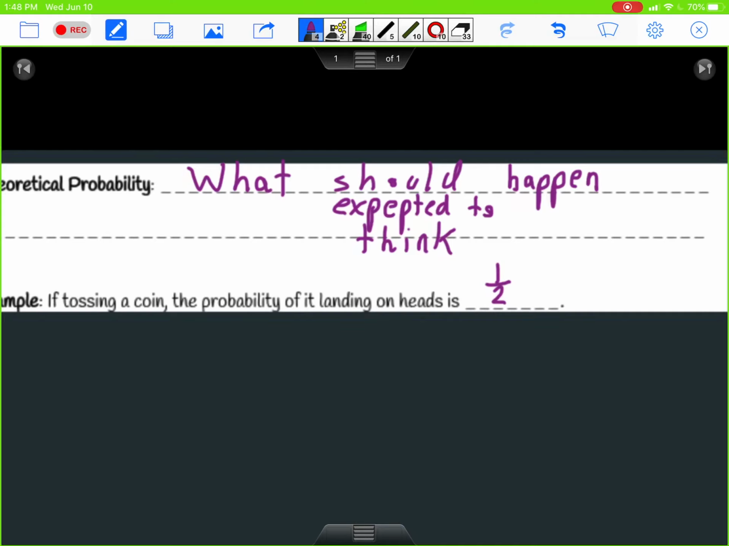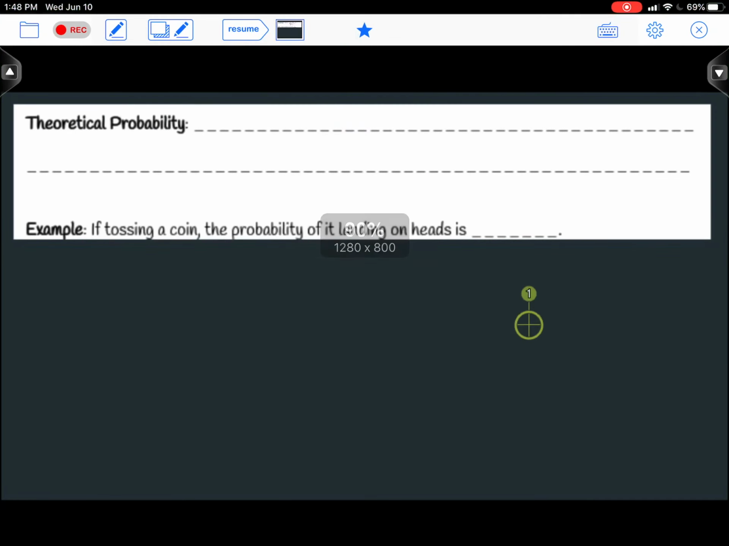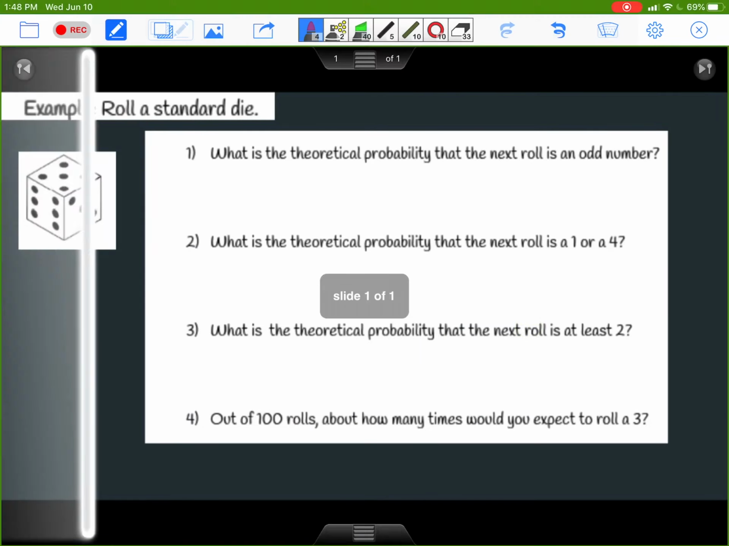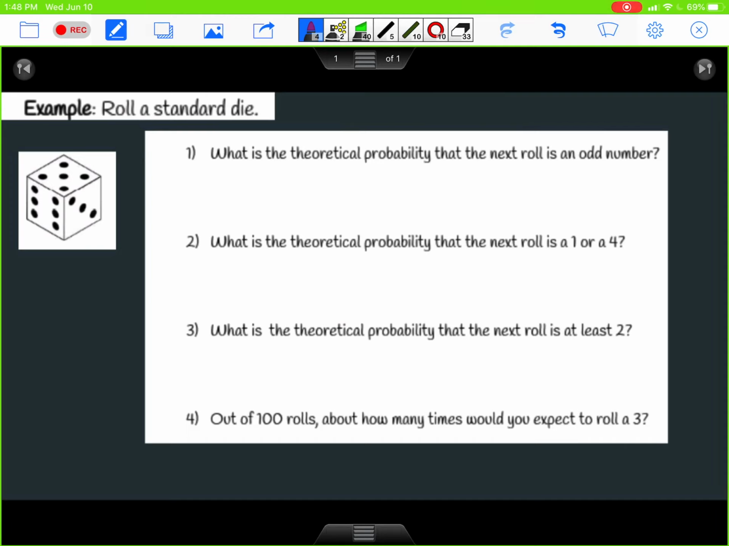Okay, so like I said in our example here, if I toss a coin, the probability of it landing on a heads should be 1/2, because there's a tails and there's a heads, so the chances are 50-50. Like I said, this is just more of what we've been doing. We're rolling a standard die again. Remember, it has the numbers 1 through 6.